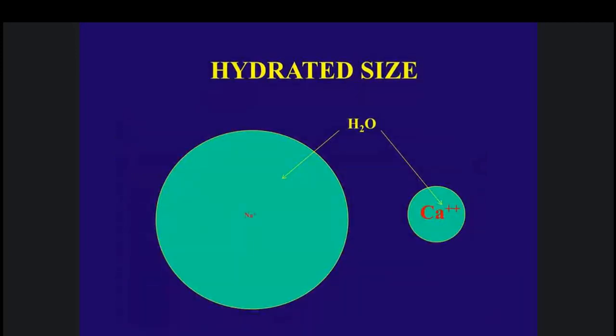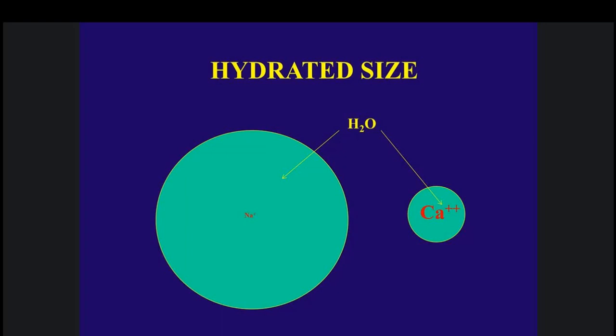Sodium has a very high hydrated size. You'll read that in the books. What does that mean, hydrated size? Sodium is a little tiny ion, but when you get water around it, it gets really big. Calcium, on the other hand, is a large ion, and it doesn't get a lot of water around it. And notice that calcium has 2 positive charges, sodium has 1.